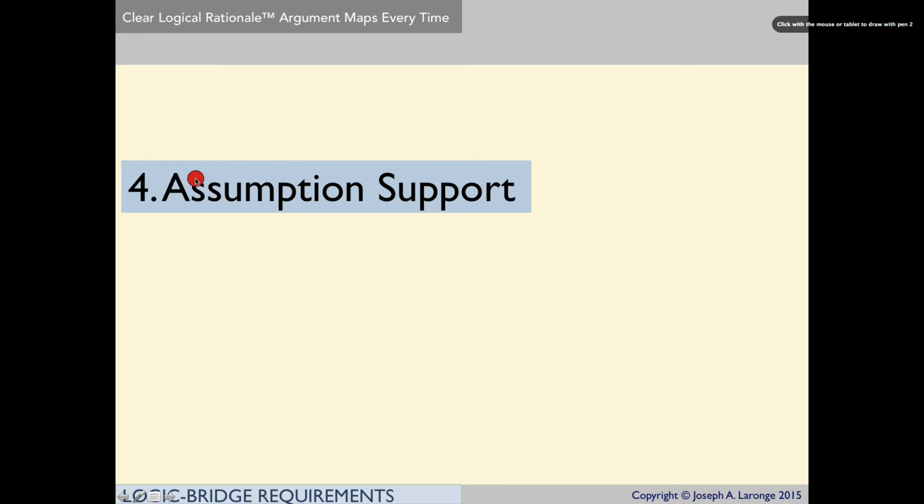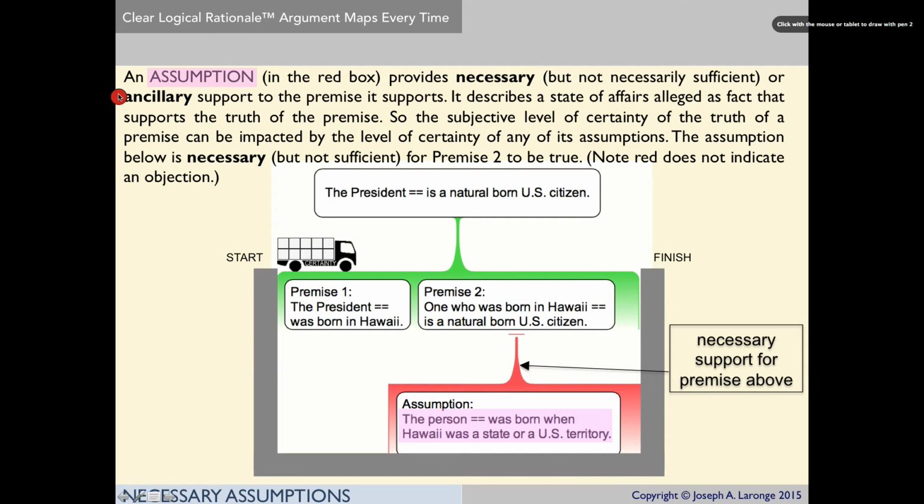And the last requirement is to recognize assumption support. So an assumption, and here you can see it down in the red box here. You'll note, by the way, that when we're using Rationale, normally red boxes are, the visual convention is that it means an objection. For the use of the logic bridge, the convention is that it means an assumption.